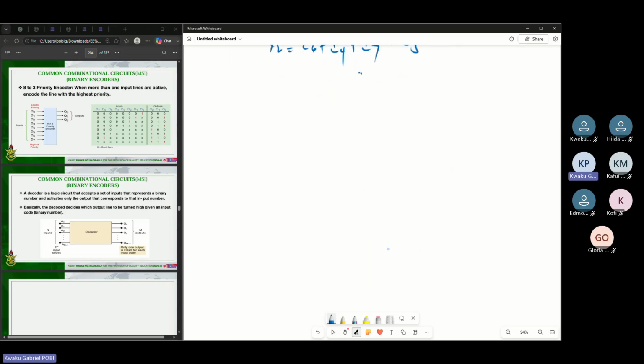So decoders are also circuits or devices that take an input binary number and then activate only one output that corresponds to that binary input at a time. So here, I will flip the terms. Instead, I'll have M inputs and N outputs. Nothing has really changed, we are just swapping them. So these are the decoders.